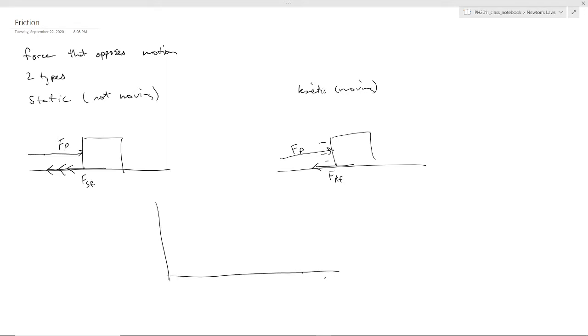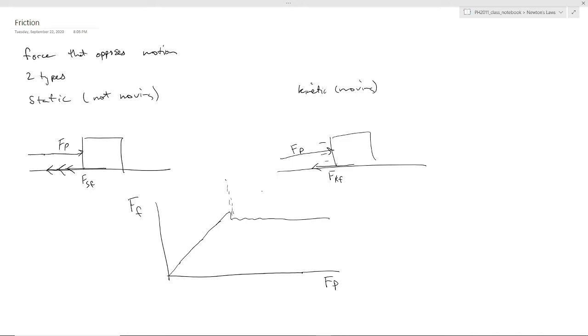So imagine this is our pushing force, this is our force of friction. Initially, you push on it, it's going to push exactly back. Our force of friction is going to match the applied pushing force. You push harder, it's going to match up to a point. If you apply enough pushing force, it's going to overcome the force of static friction. And actually, after that, the kinetic friction is going to be a little bit less than the maximum static friction.